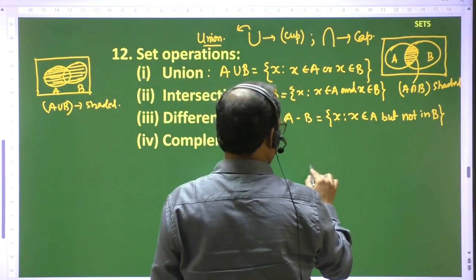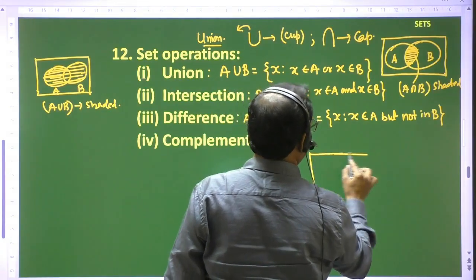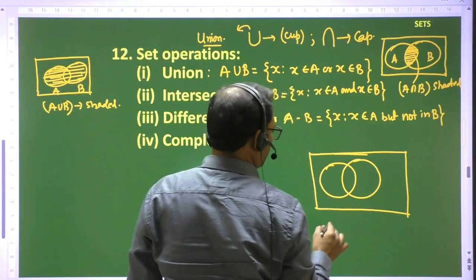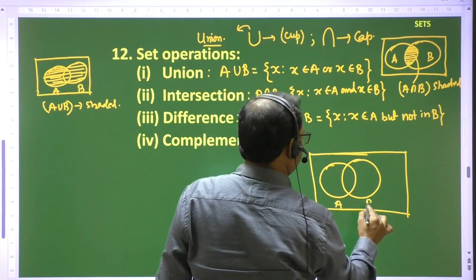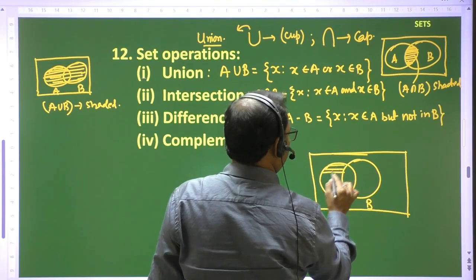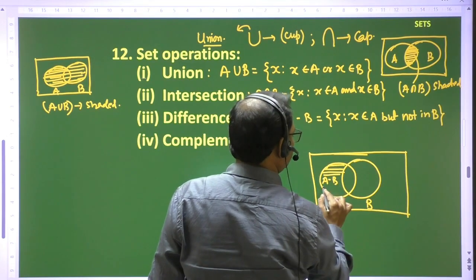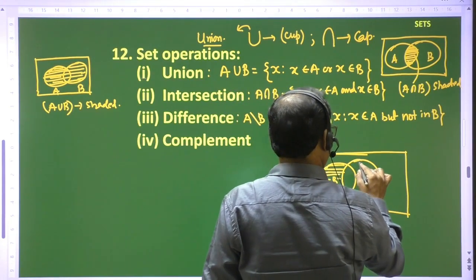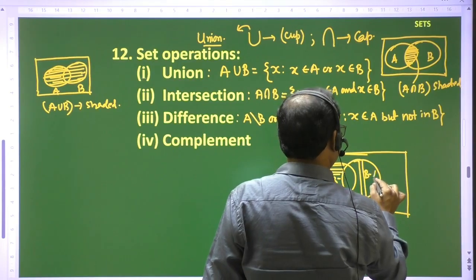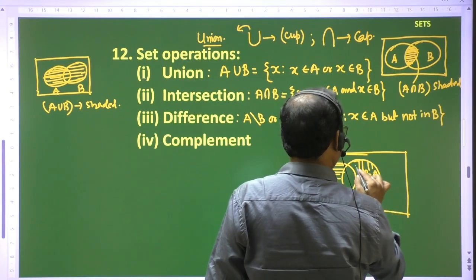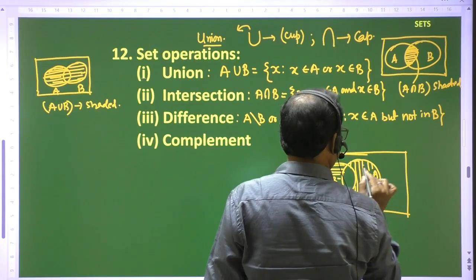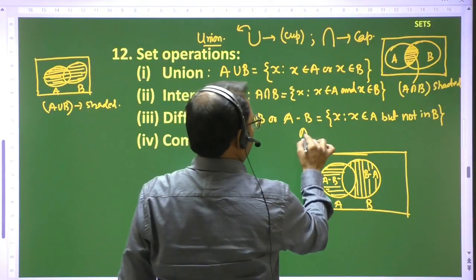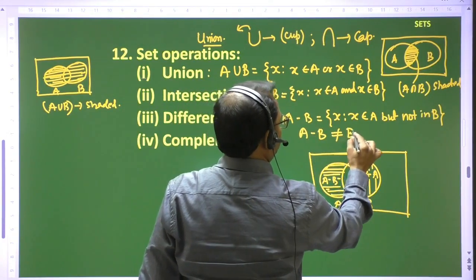So now the diagram will be like this one. Only the part of A you have to consider. This part is A, this part is B. This portion is known as A minus B, where the elements of A only are present, no elements of B are present. This part you can say is B minus A. So you naturally notice that A minus B and B minus A are not equal.